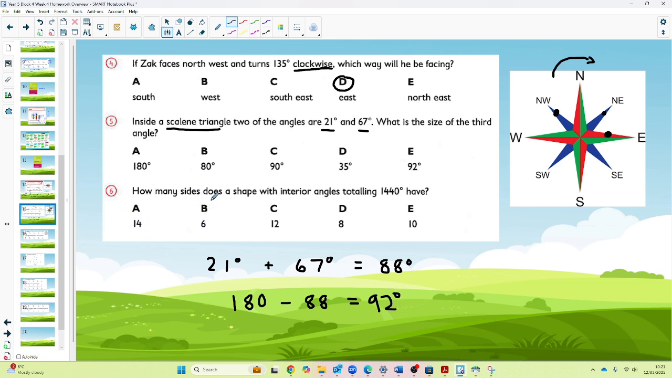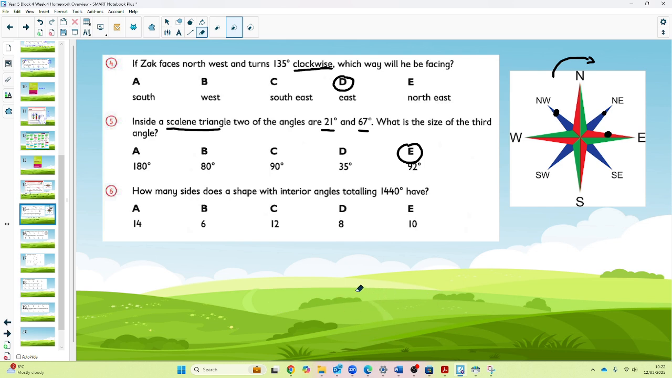So what's the third angle? It's 92 degrees, which is E. Moving on then to question 6. How many sides does a shape with interior angles totaling 1,440 degrees have? Now if we think back to the previous question where we were thinking about that formula, we can use that to help us a little bit here.